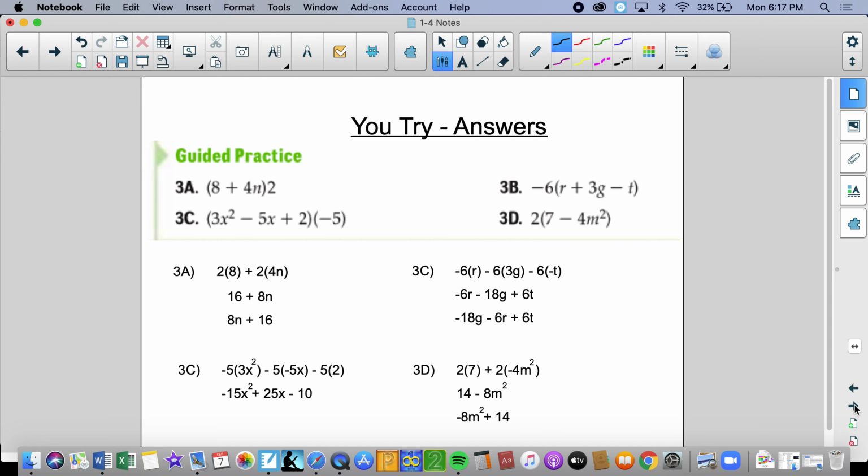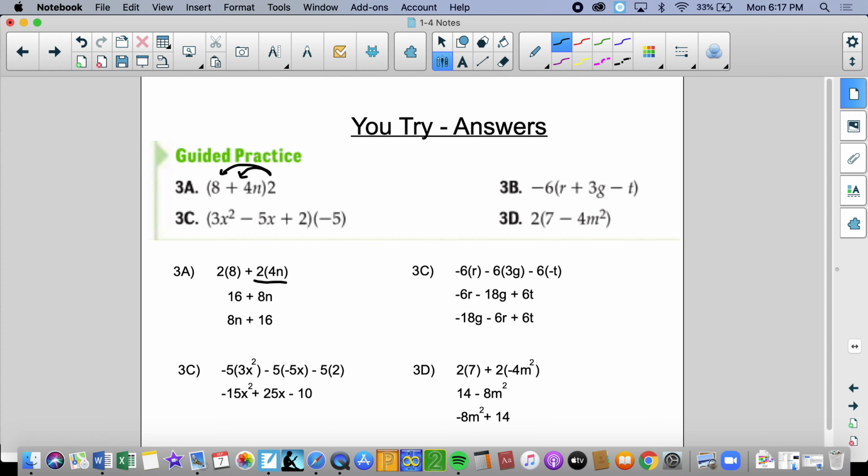So if we look at 3a, we have 2 that is multiplying the grouping symbols. We cannot add those two terms. They are unlike. One's a variable, one's a constant. So we're going to distribute the 2 to the 8: 2 times 8 plus 2 times 4n. 2 times 8 is 16. 2 times 4n gives me 8n.